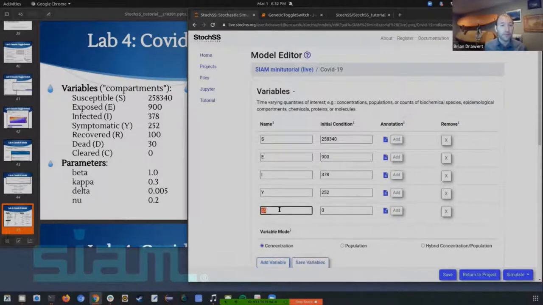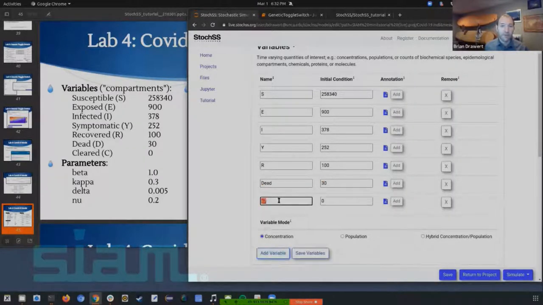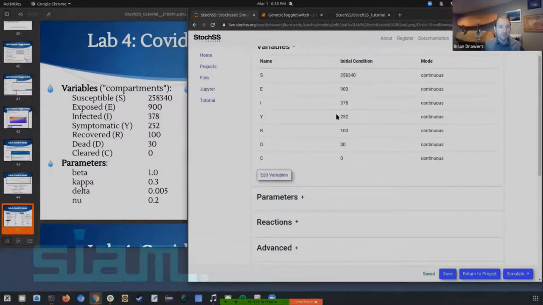Add a variable recovered. We'll set that as 100. Add another variable dead. That's 30. And the final variable is going to be cleared. That'll be 0. I guess instead of dead, I'll just say D. Click save variables. Looks like I did that correctly.